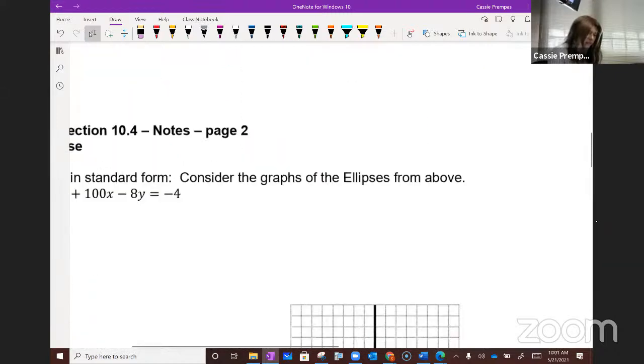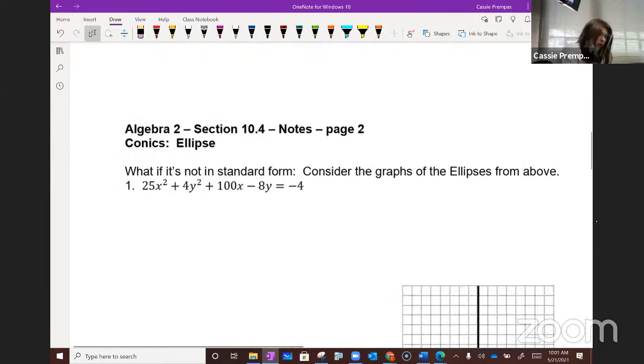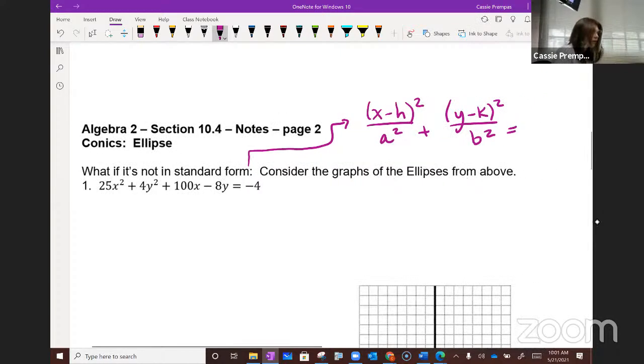All right, then let's move down to what do we do if it's not in standard form? We just learned standard form, so let's rewrite it. Standard form of an ellipse is (x minus h) squared over a squared plus (y minus k) squared over b squared is equal to, do you guys remember without looking, 1? Good. It's not a radius squared, it's just equal to 1.